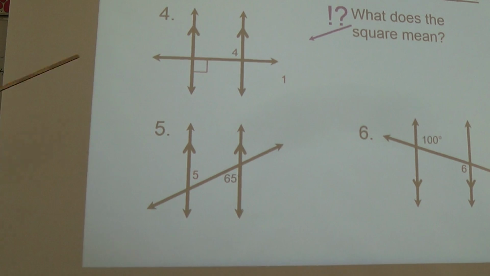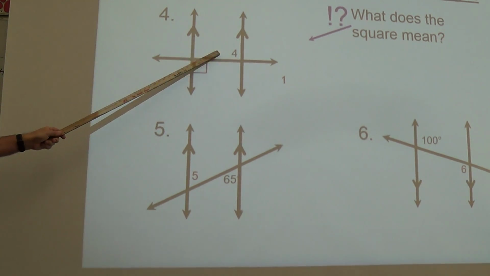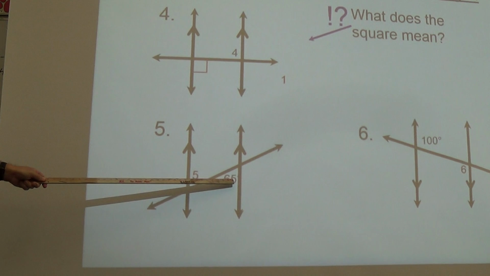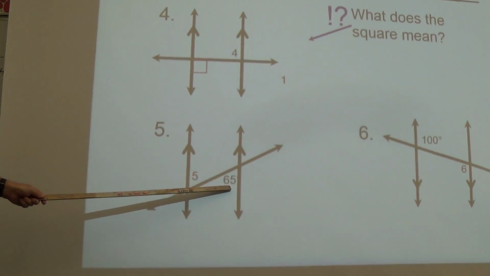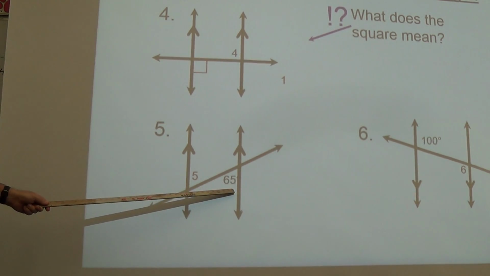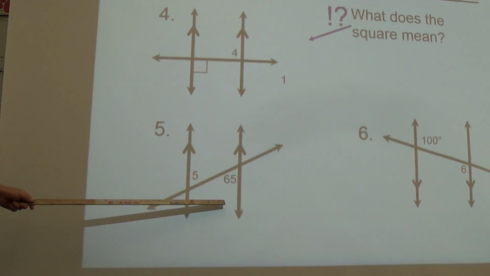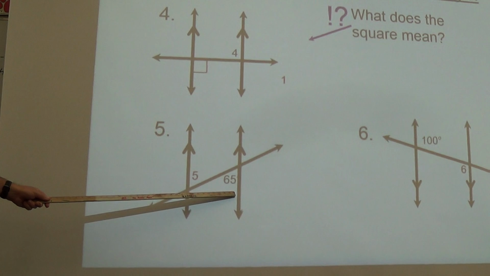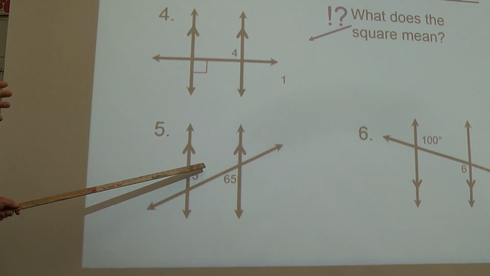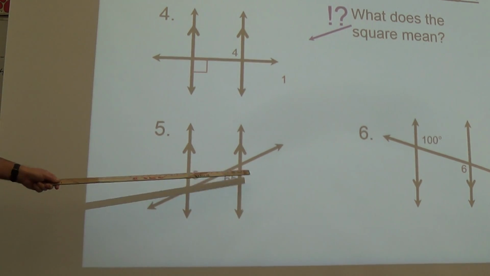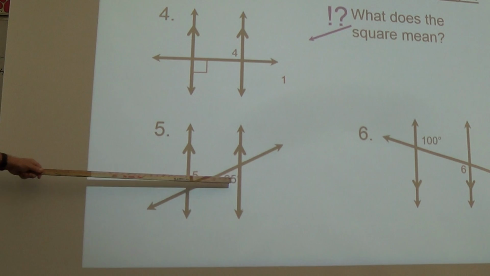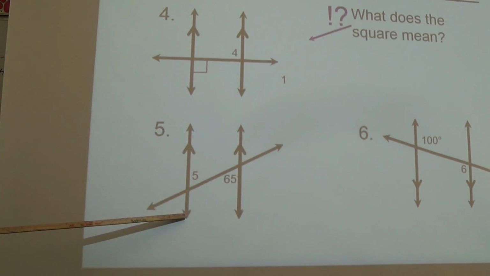All right, so before we do this one, what kind of angles are these? Would you raise your hand for me, please? Yes, Gary? Alternate interior. So these two are alternate interior angles, even though the parallel lines are turned. You see how they're turned now? They're not going the same direction as before. They're going up and down this way.